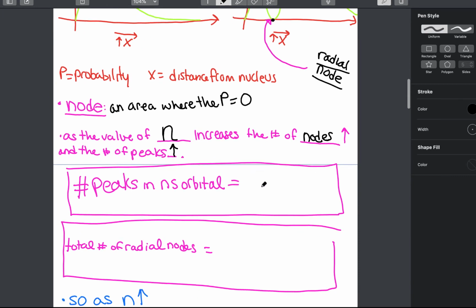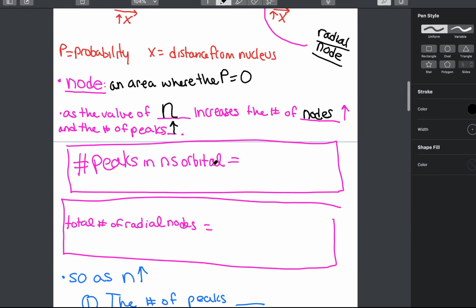So there's actually a general rule that you can use in order to find the number of peaks in an s orbital and the total number of radial nodes. So the number of peaks in an ns orbital is always equal to n. So for example, if you have a 3s orbital, you'll have 3 peaks. If you have a 4s orbital, you'll have 4 peaks. If you have a 5s orbital, you'll have 5 peaks. So the number of peaks in an ns orbital is equal to n.